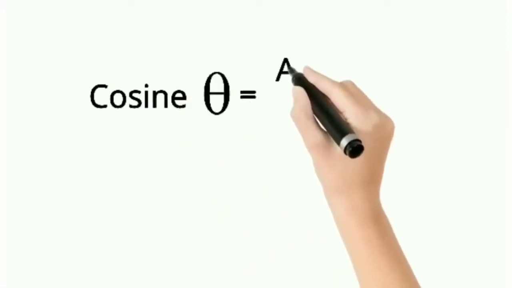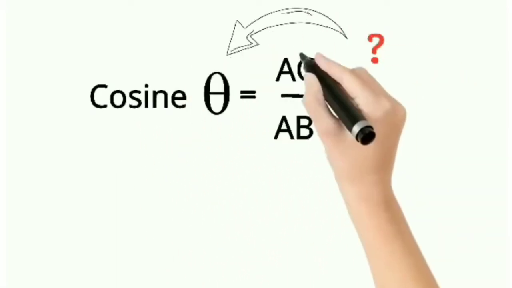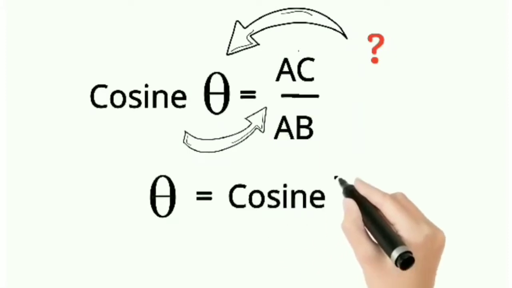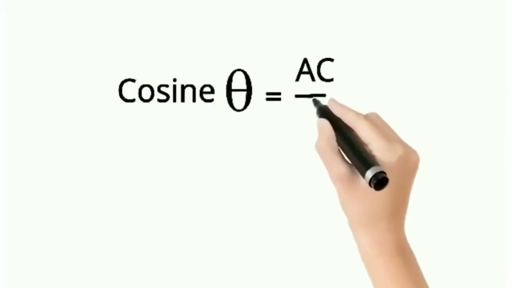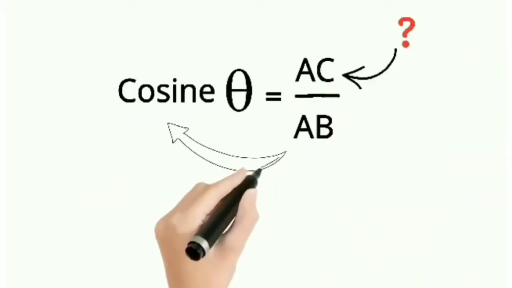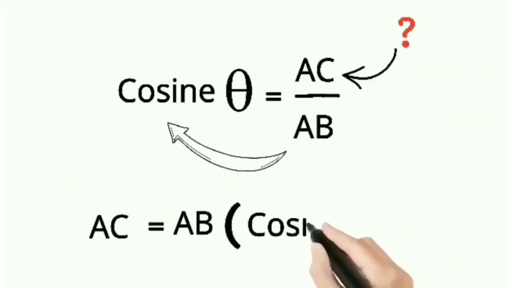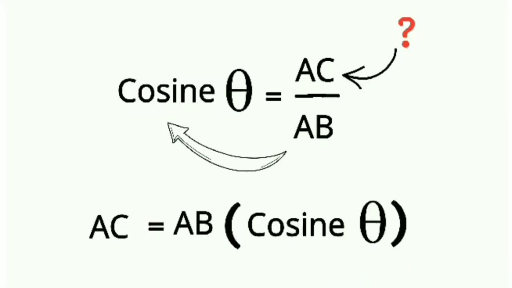To solve the angle, the value of angle theta will be equal to inverse cosine of adjacent side divided by hypotenuse side. To find the value of the adjacent side, multiply the value of the hypotenuse by cosine of an angle. Thus, adjacent side AC will be equal to hypotenuse AB times cosine theta.